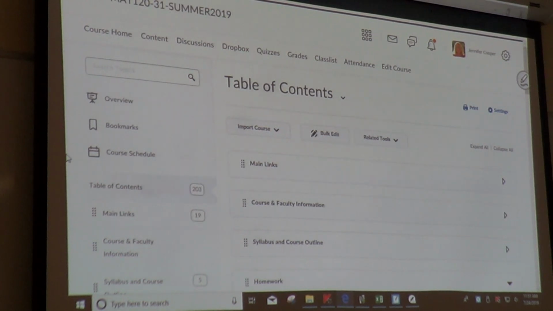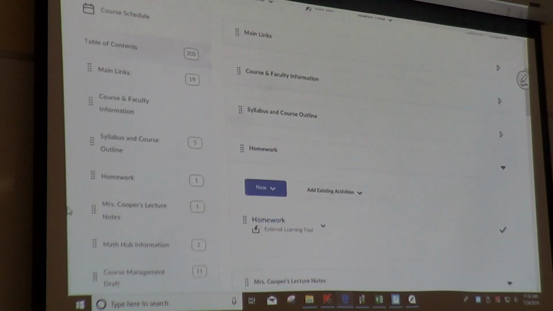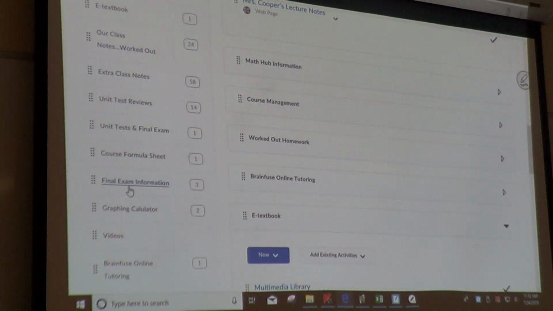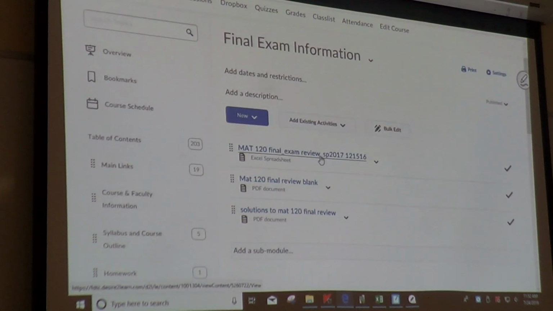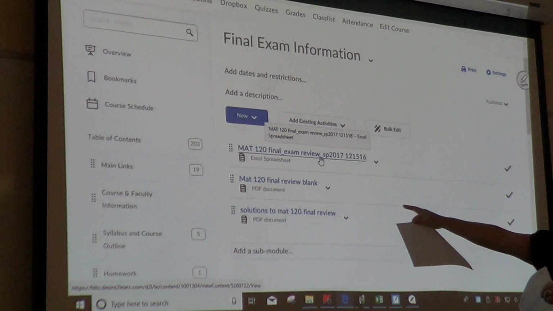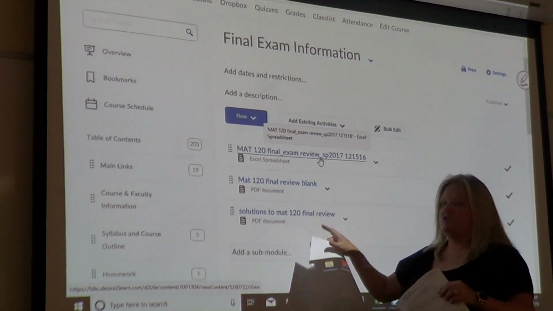That's the spreadsheet. Then there is an 18-page packet that's blank, that doesn't have any answers. And then there's an 18-page packet that has the answers. So there's those 3 things. If I come over here to Final Exam Information, the first one that's out there is just the review sheet, the spreadsheet. Then the review blank and the solutions review.